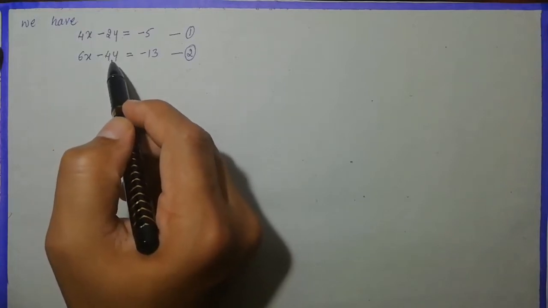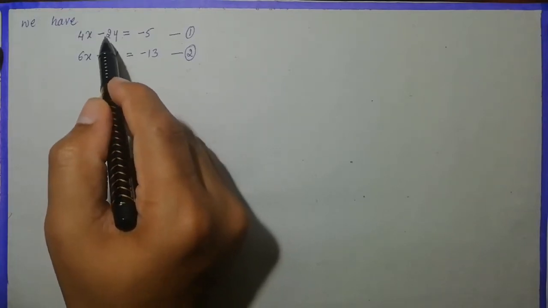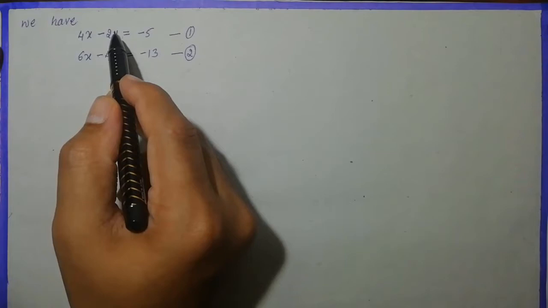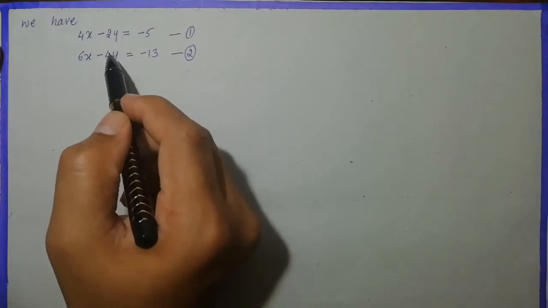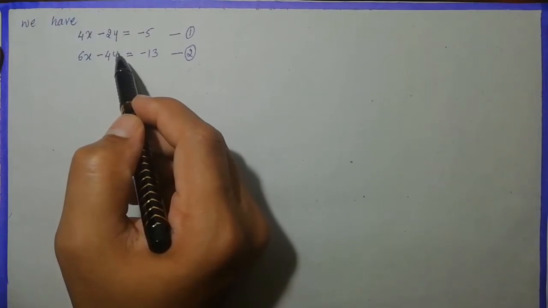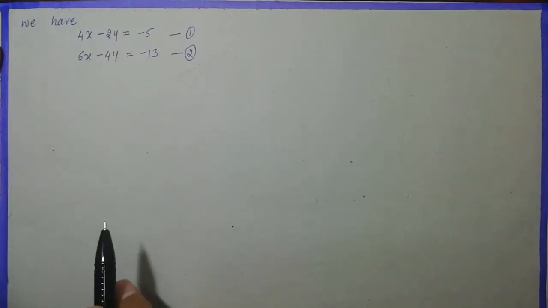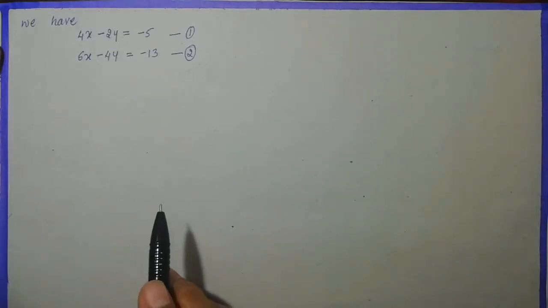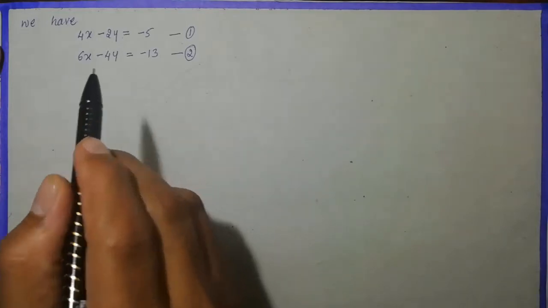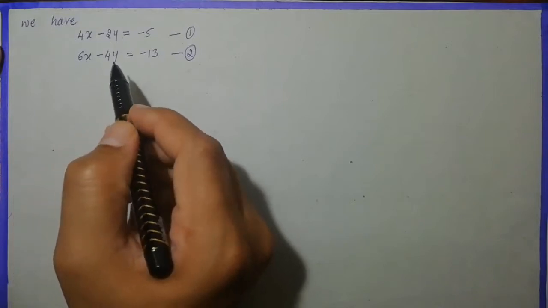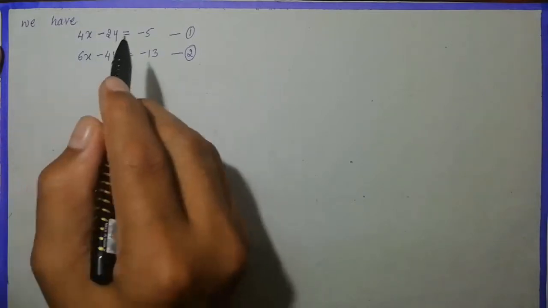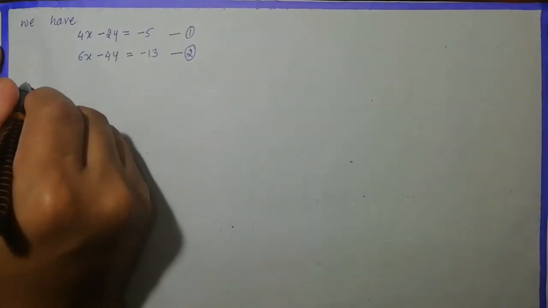Here also look at the same thing: minus 4 and minus 2. If you add, it becomes minus 6. If you subtract, minus 2 minus 4 means minus 2 plus 4, it becomes plus 2 once again. So that's why you need to equate the coefficients. Now I'm going to equate the coefficients of y by multiplying one equation or both equations by a suitable number.